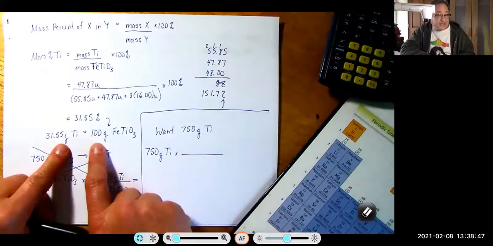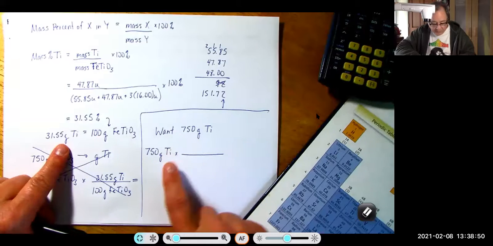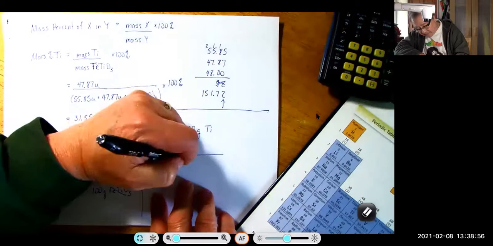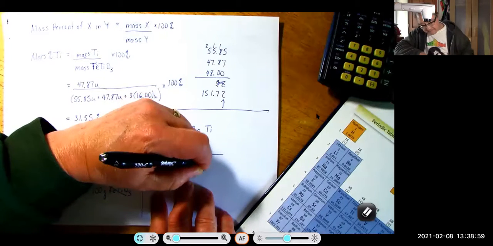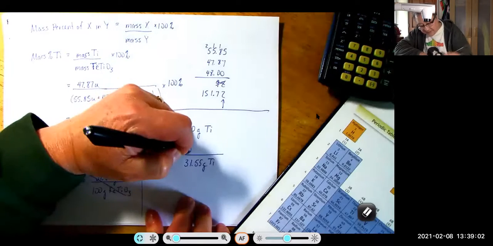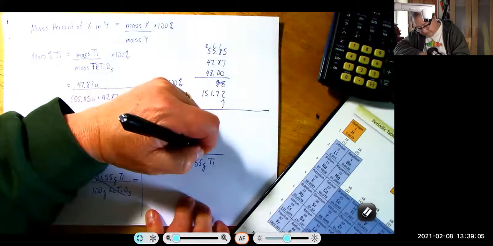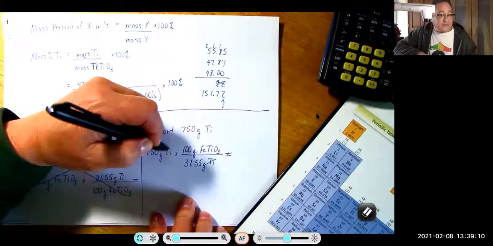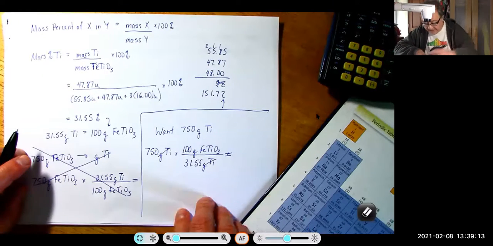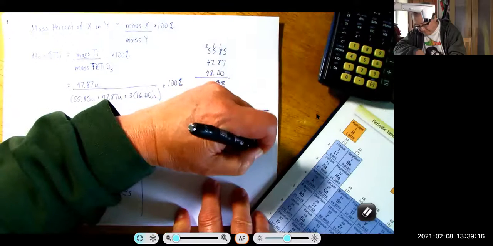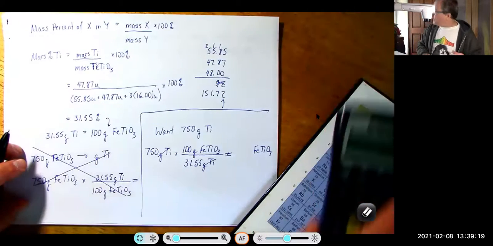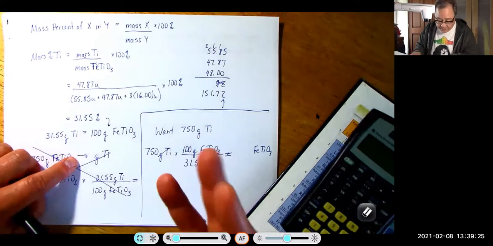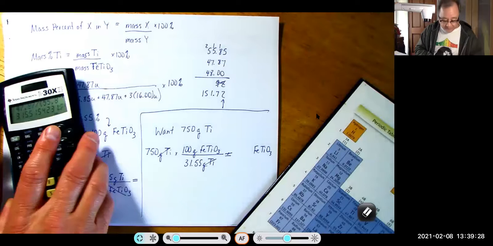So how am I going to use this when we want that? So we want that. I'm going to take the 31.55 grams of titanium and put it on the bottom. And I'm going to put the 100 grams of the ilmenite on top so that we can clearly see that the titanium cancels and we're left with the ilmenite. And we know that this answer should be basically, this will go into 100 about 3 times. So 3 times 750 makes it about 2,250.